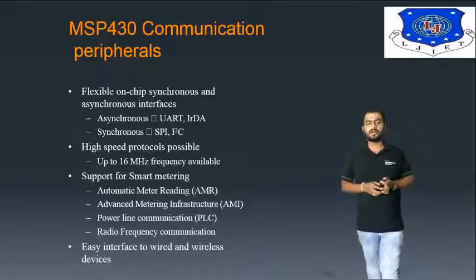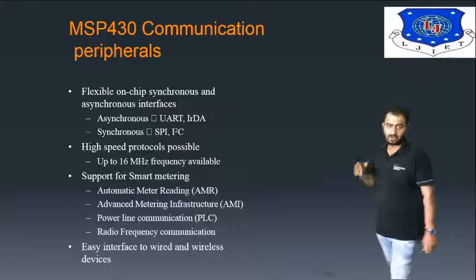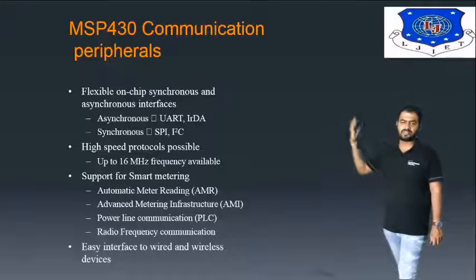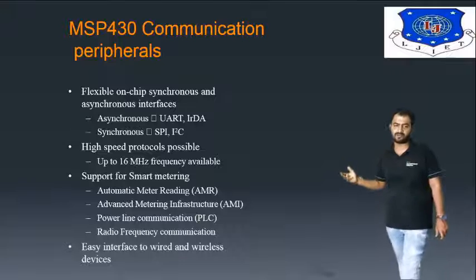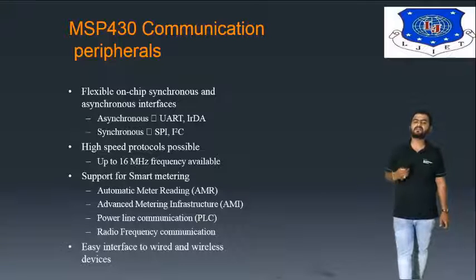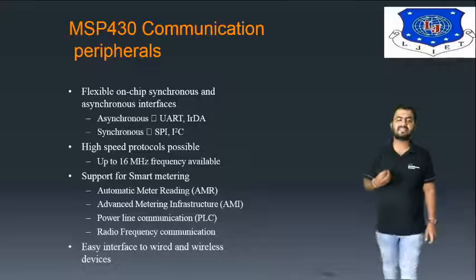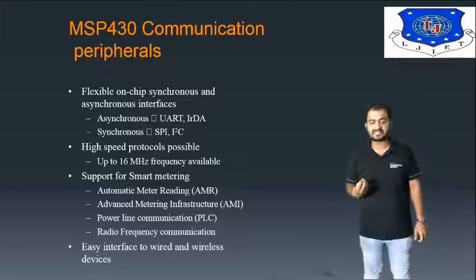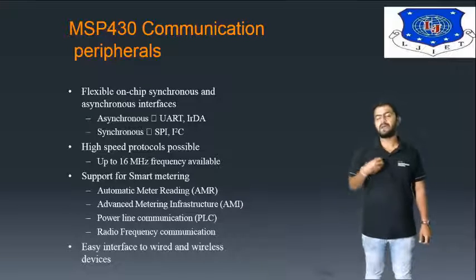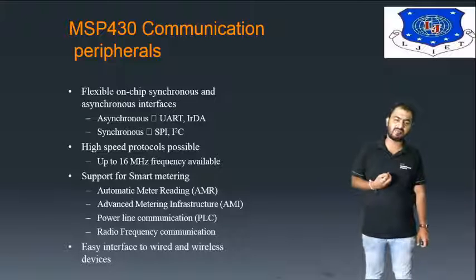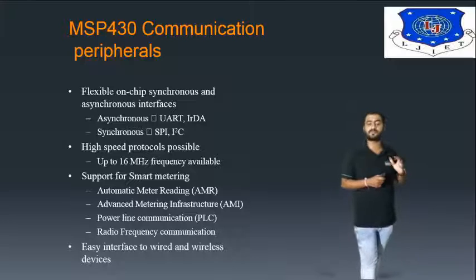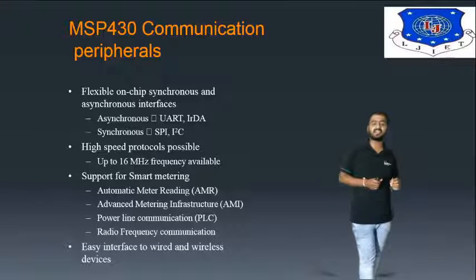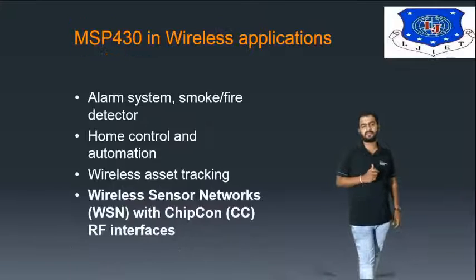Now we're talking about communication peripherals, different types like USART, IrDA, SPI, I2C. In terms of the high-speed protocol, it is possible up to 16 megahertz in terms of clock frequency, and it supports smart metering concepts such as automatic meter reading, infrastructure-based power line communications, and radio frequency communications. Easily we can connect or interface with wired and wireless protocols. This is the biggest advantage of the MSP430 peripheral system.